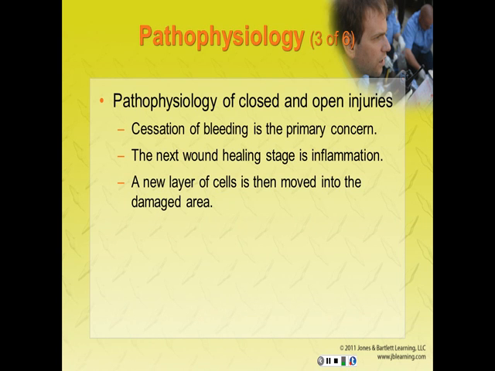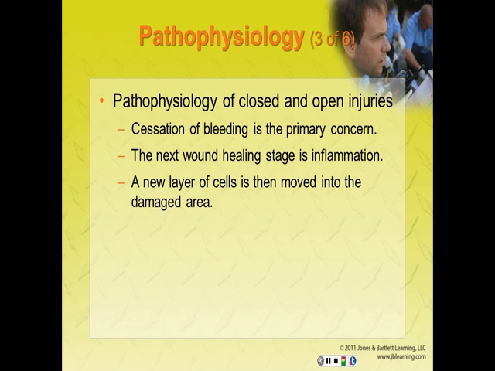The next wound healing stage is inflammation. Additional cells move into the damaged area to begin repair, and white blood cells migrate to the area to combat pathogens that have invaded exposed tissue. Lymphocytes destroy bacteria and other pathogens, and mast cells release histamine. Inflammation ultimately leads to the removal of foreign material, damaged cellular parts, and invading microorganisms.